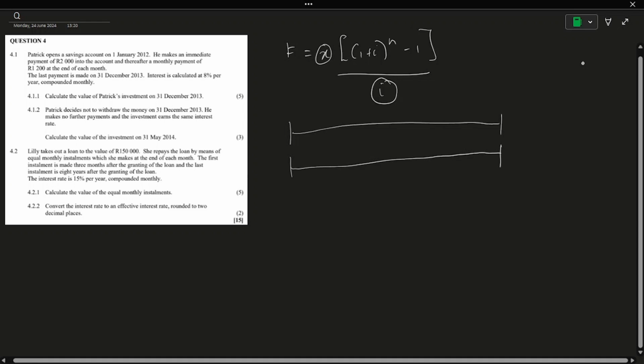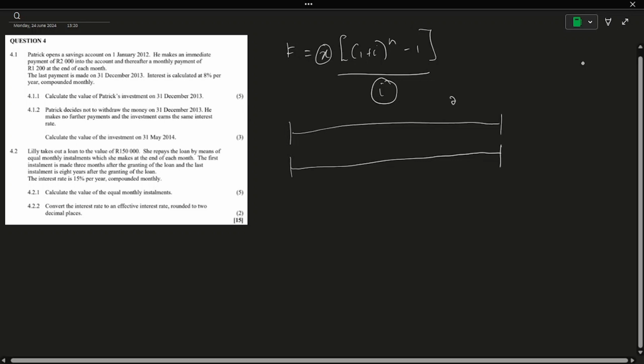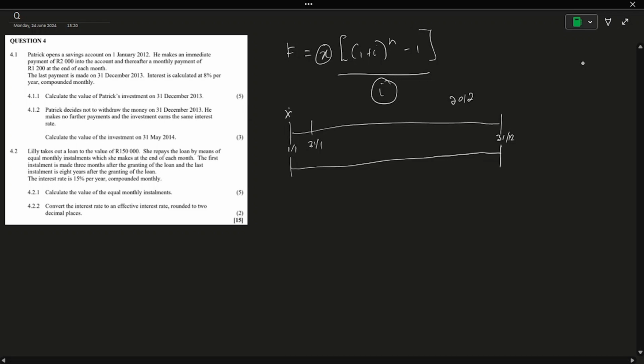We're told that he makes an immediate payment of 2,000 into the account and thereafter a monthly payment of 1.2 at the end of each month. Right, so we have two amounts here. I want us to focus on the one that he pays at the end of each month first, before we talk about the immediate payment. So at the 1st of 2012, we have the 1st of January here, and let's say January ends here. This is the 31st of January. And then we come and say this is the 31st of December, right? So this is where the immediate payment happened.